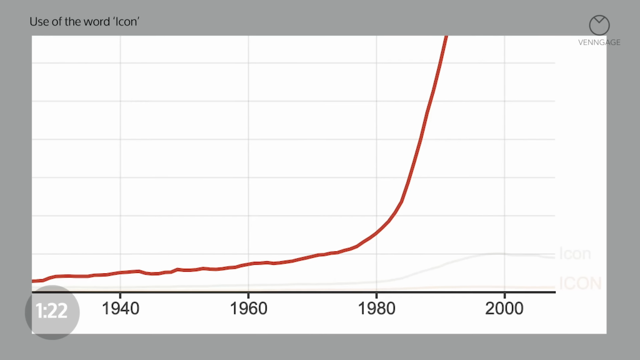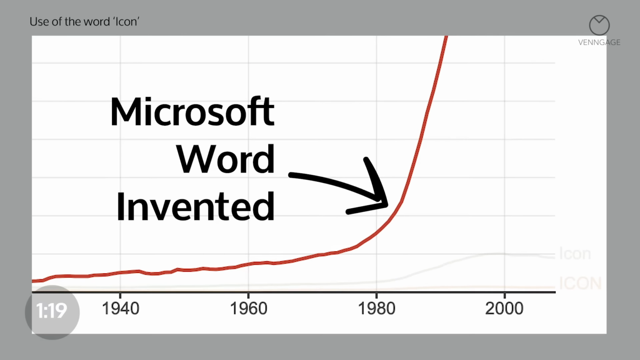We all know that this icon means save. The floppy disk is the universally recognised symbol for saving a document, and we can still recognise and understand its purpose even when it's really small in a toolbar. Remember that chart from earlier? Take a look at when Microsoft Word was invented.